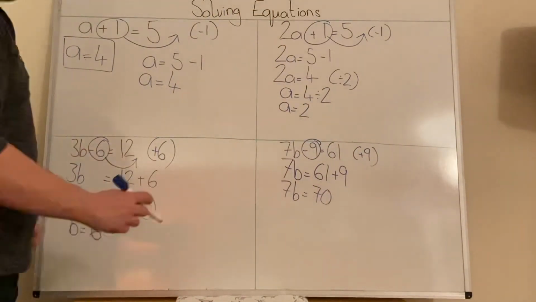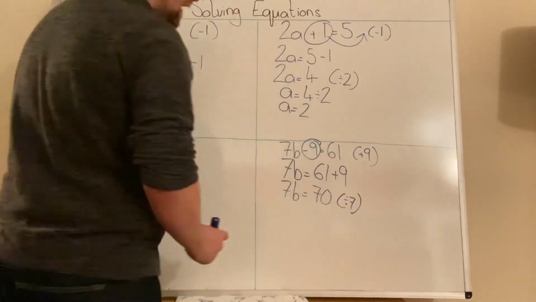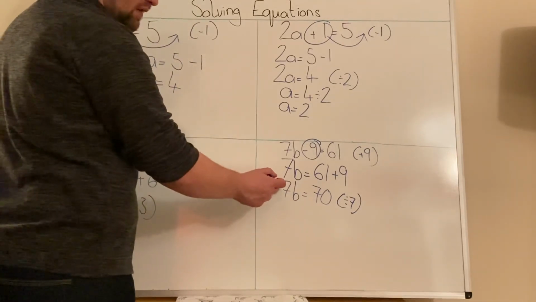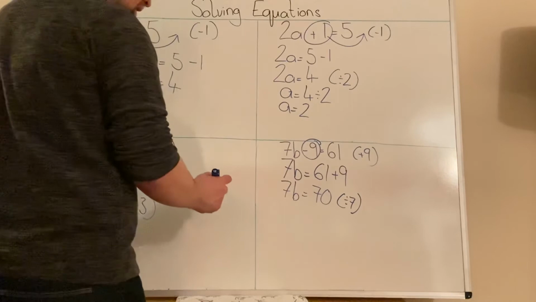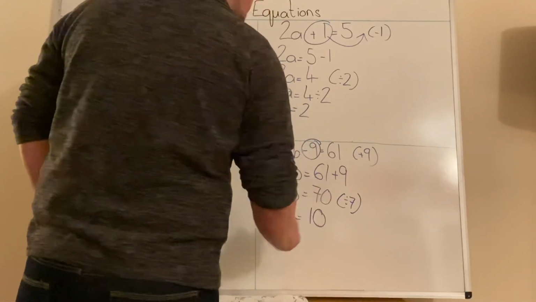My next step is going to be to divide by 7. Why am I dividing by 7? I'm dividing by 7 because this side is times by 7. On the other side, it's divided by 7. So we're going to do b equals 10.